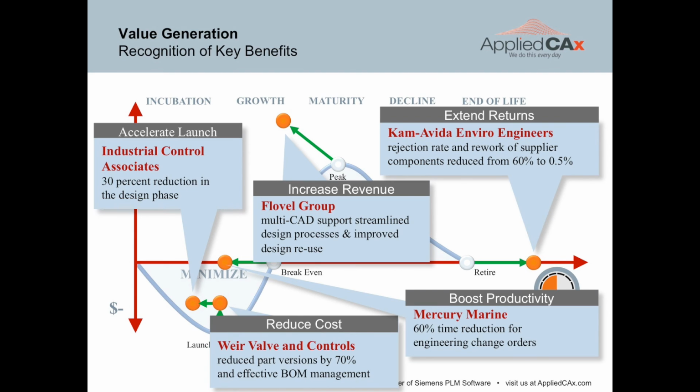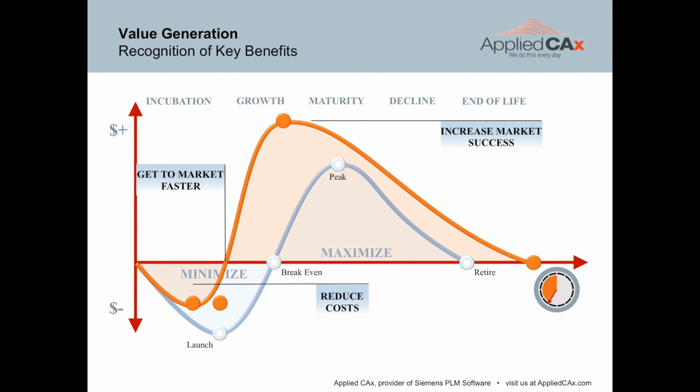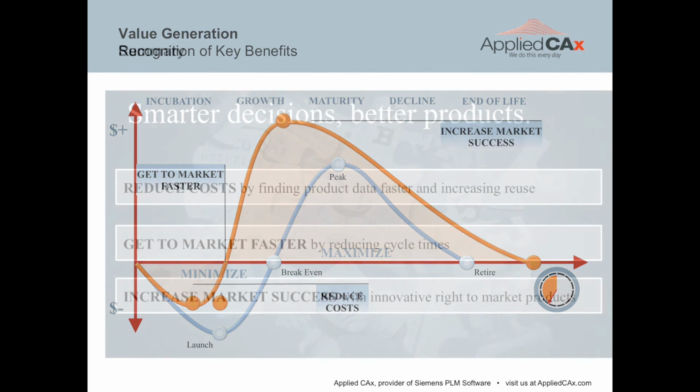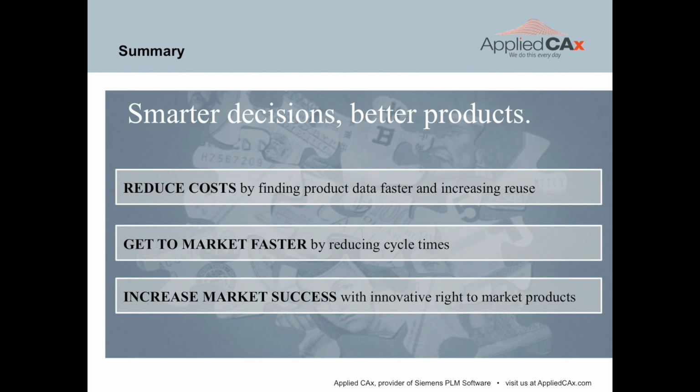While each of these points is compelling on their own, when we put them all together, we move the curve, helping you reduce costs, get to market faster, and ultimately increase your market success. Teamcenter helps you reduce costs by enabling every stakeholder to find product data faster and increase reuse of existing data. It helps you get to market faster with a single source of information that facilitates better collaboration and fewer errors. That helps reduce your cycle times.